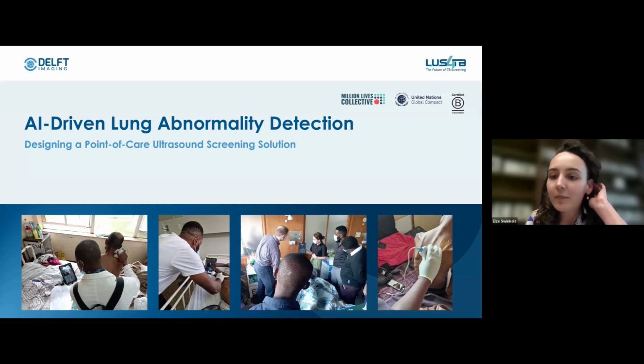Yes. So we think that this could be a potential solution for screening and triaging lung diseases, among which tuberculosis, directly at a point of care. But then why would we use ultrasound if we also already have chest X-ray? So we see a couple of advantages.